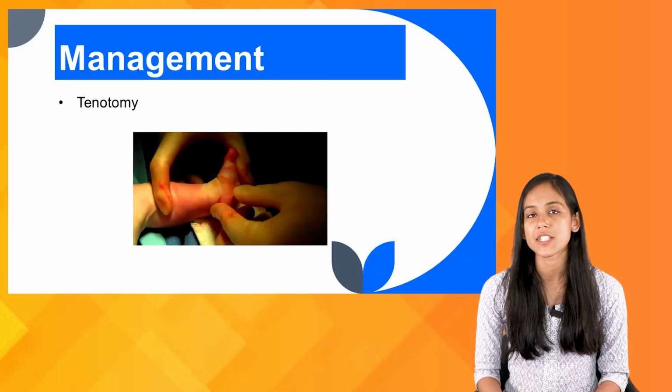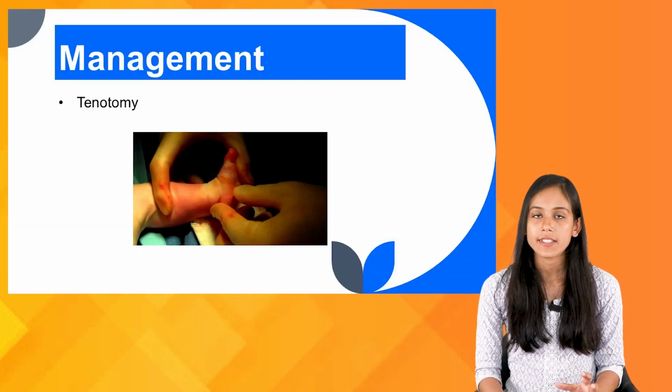In surgical management, tenotomy is usually done, and after that there will be post-operative immobilization. How will they do post-operative immobilization? Basically with the plaster cast for about 12 weeks, and then there will be usage of a brace or corrective shoes for about 2 to 4 years. So this is the surgical management of congenital clubfoot.